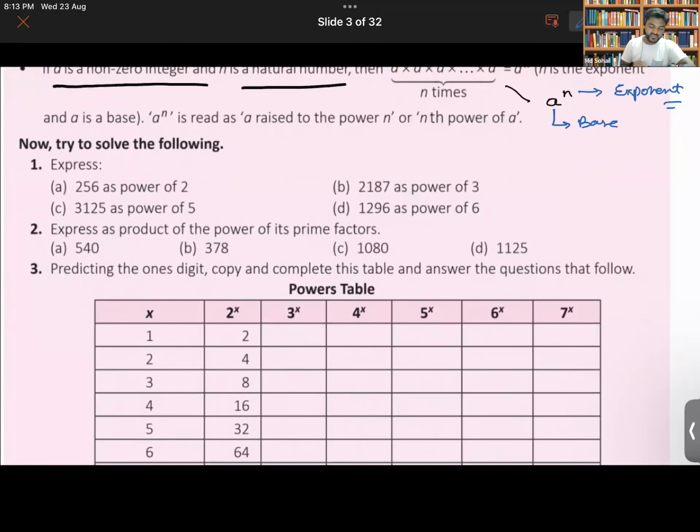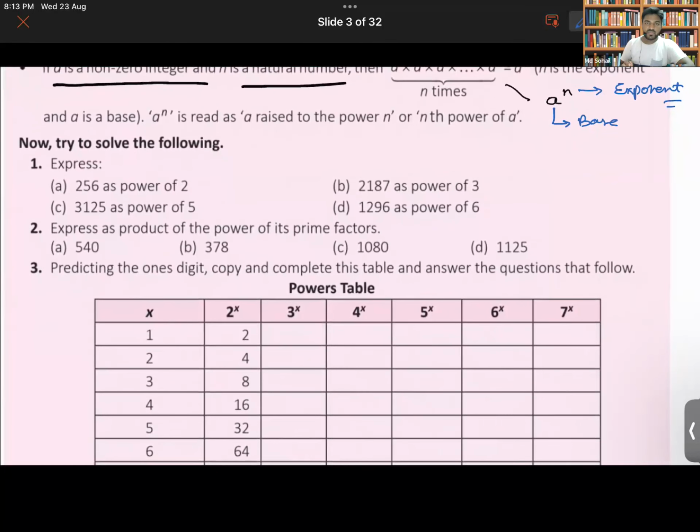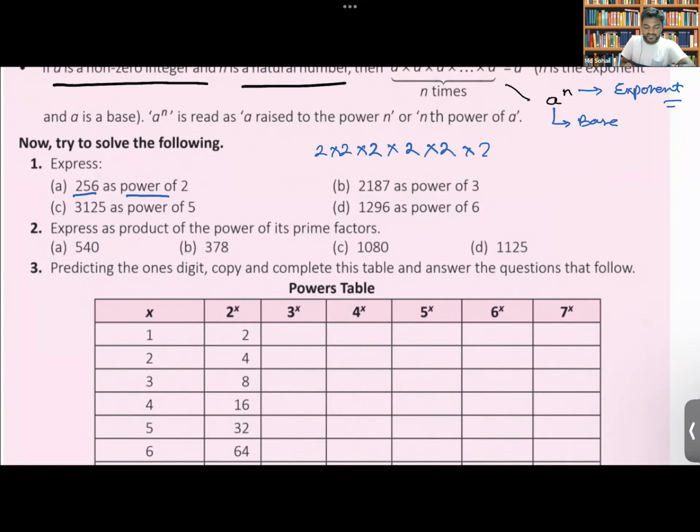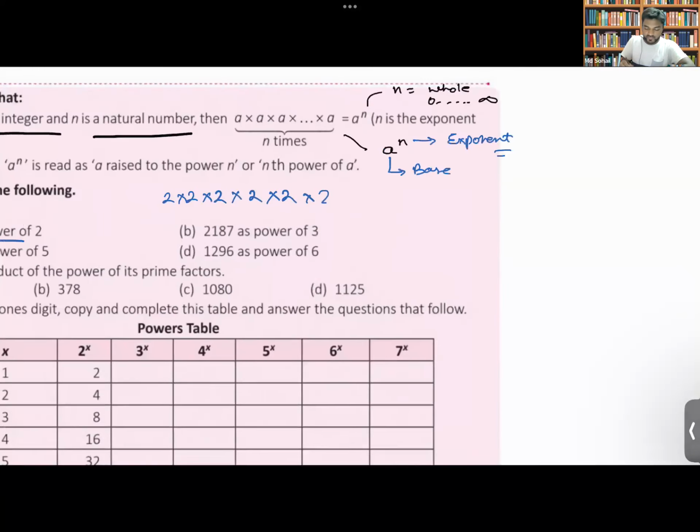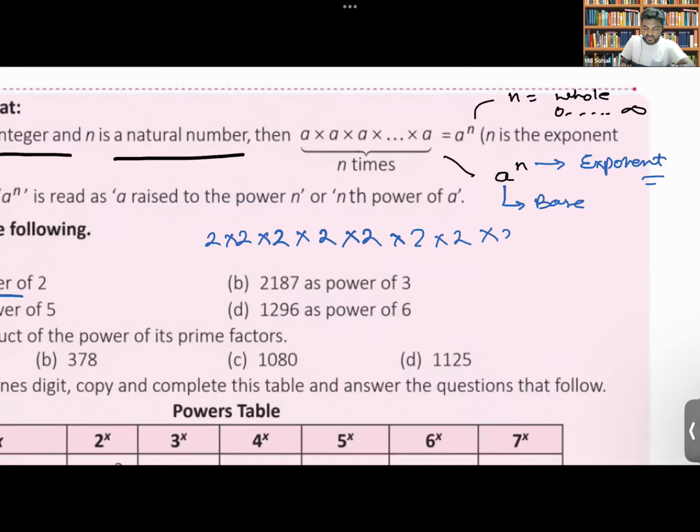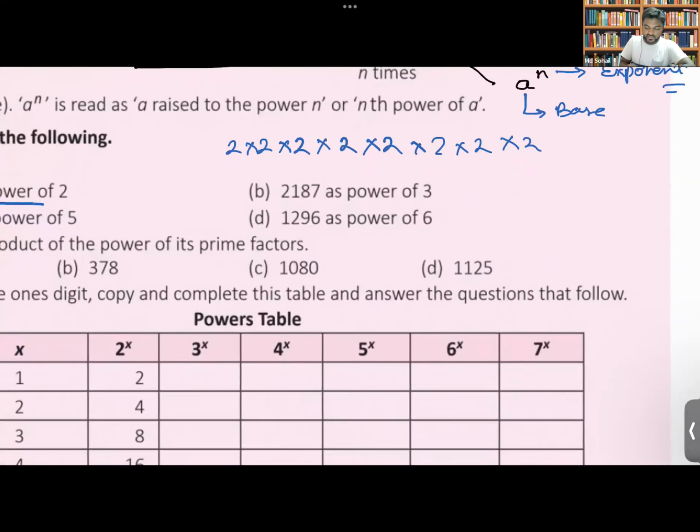Now let's try to express some of the numbers as powers. For example, 256 represented as a power of 2. So how do you do that? It will be 2 into 2, then 2, again 2, again 2, and again 2. 2 into 2, 4, 8, 16, 32, 64, 64 into 2, 128, and then 2 again, 256. So how many 2's are there?